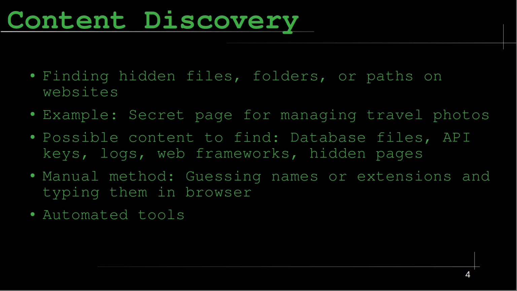Now, web servers are usually set up to serve these files and folders unless they are specifically blocked. Content discovery is a useful technique because it can help us find things that we are not supposed to see. For example, we may be able to find database files, API keys and tokens, logs, web frameworks, or hidden pages or features. These are just some examples of the kinds of content that we may be able to discover using this technique. We can find this content by knowing their names or extensions. For example, we can look for database files with the extension of .db.